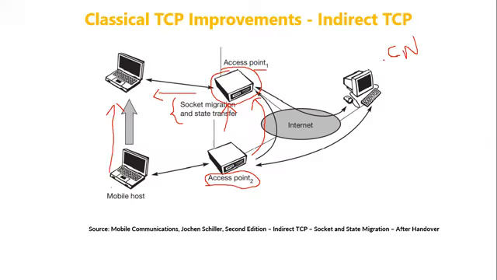And the correspondent node does not know anything about this change. This changing from one access point to another access point will not be known to the correspondent node, and the TCP connection will be intact. To ensure that the TCP connection is intact, the socket details also should be transferred from the old access point to the new access point.